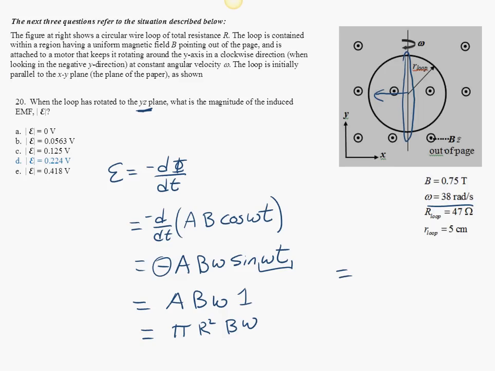Plugging numbers in here, I get pi r, oh sorry, I should use small r here because it's the radius of the loop. I want 5 centimeters, so got to be careful to convert that. Magnetic field is 0.75 Tesla, and omega is 38. When I plug all those numbers into my calculator, I get 0.224.